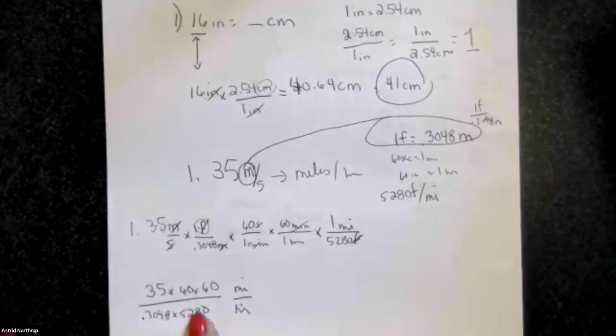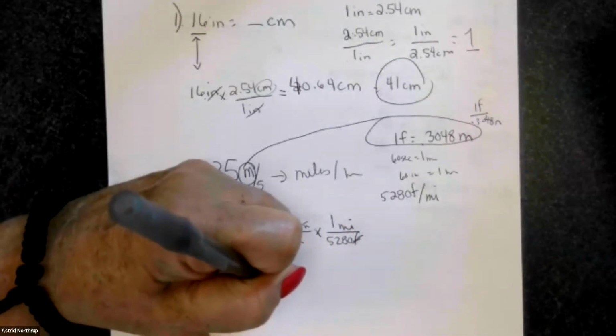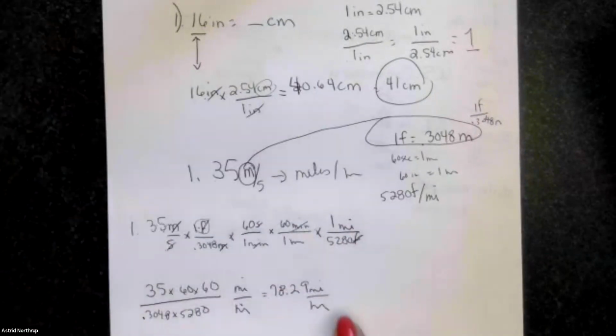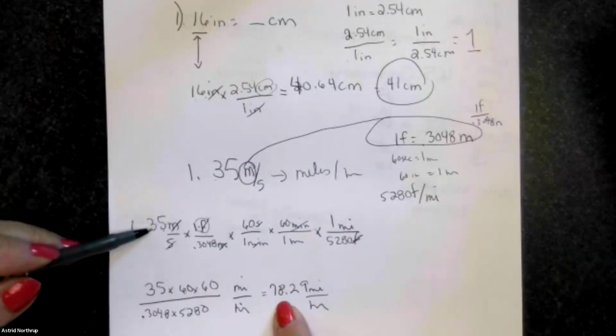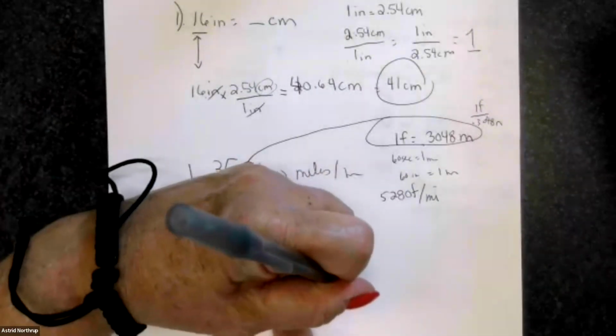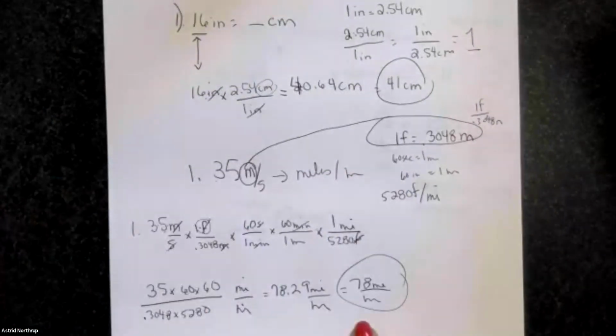And what is my numeric value? 78.29 miles per hour. And I think that's right. And once again, I have 2 significant digits, so this has to round to 78 miles per hour. And there we go, so that's how you'll do this. The process is as big a deal as the answers, is what I'm saying.